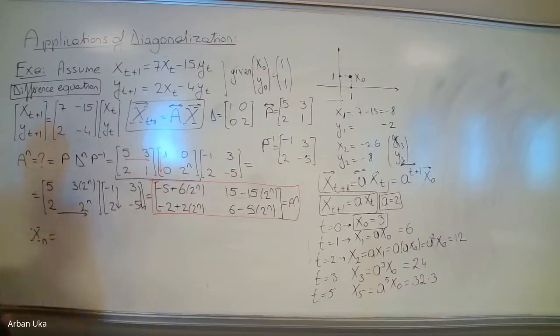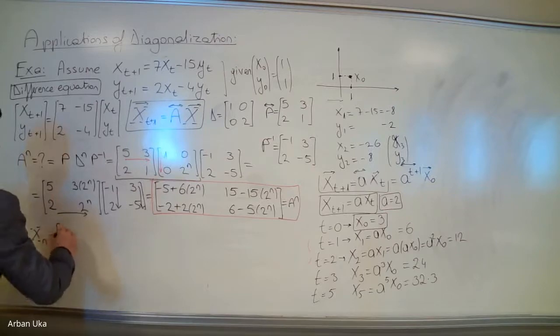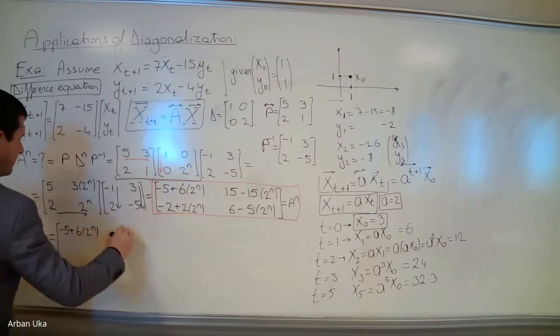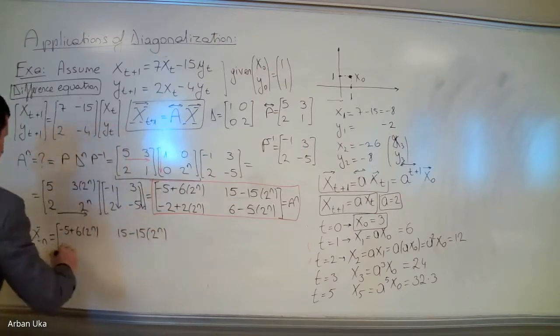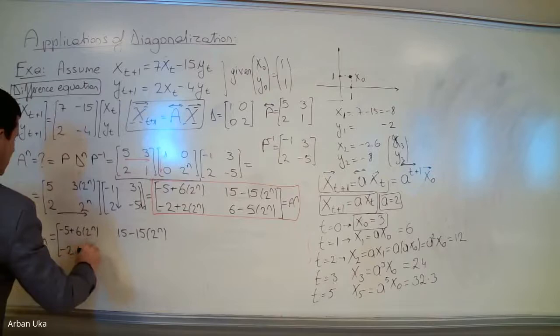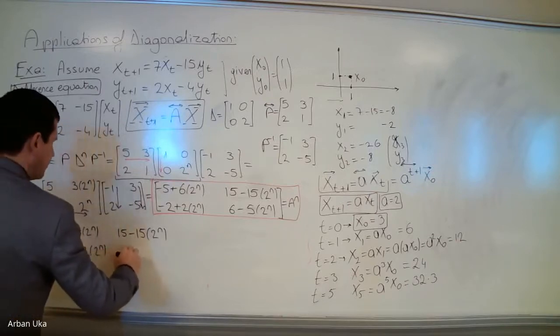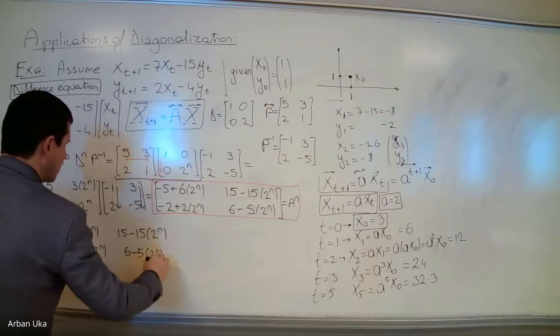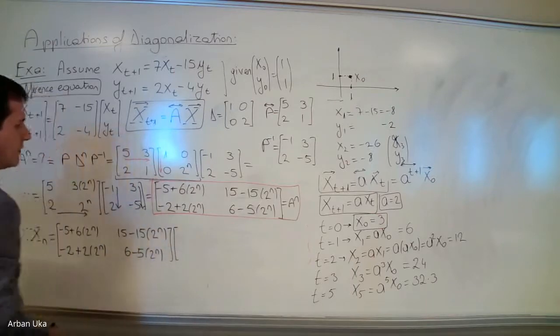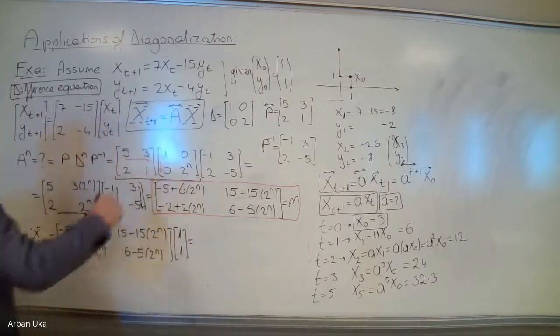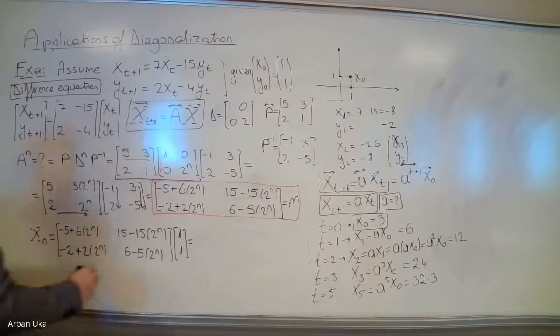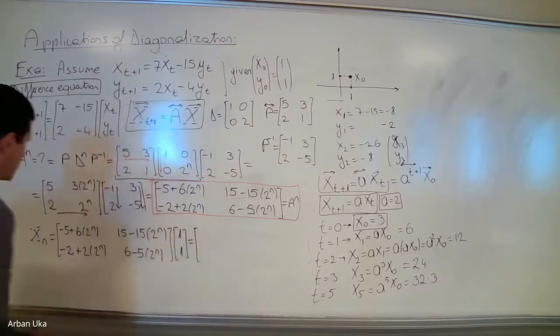x_n? So this is going to be equal to the same matrix, which we can write this one: minus 5 plus 6 times 2 to the power n, 15 minus 15 times 2 to the power n, minus 2 plus 2 to the power n, 6 minus 5 times 2 to the power n, times x0. x0 is 1, 1. So we want to find, so we start with this 1, 1, and then we are going to get a vector as a function of n alone.